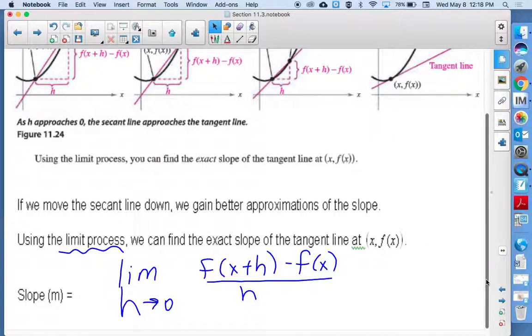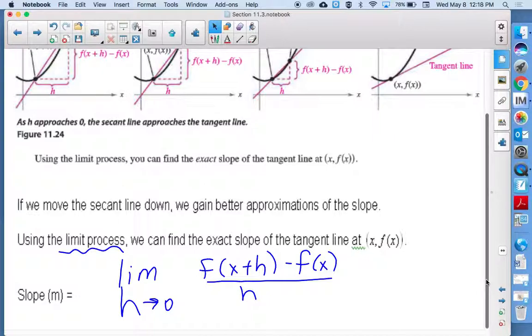So a secant line doesn't have a limit, but the slope of a tangent line does. And that's the true goal that we're trying to find. What's the slope at 1 point on the graph? Because then I have an exact slope, not an approximate slope. So please make sure you're writing this little definition down. The slope of a tangent line can be found by taking the limit as h approaches 0 of f of x plus h minus f of x all over h.